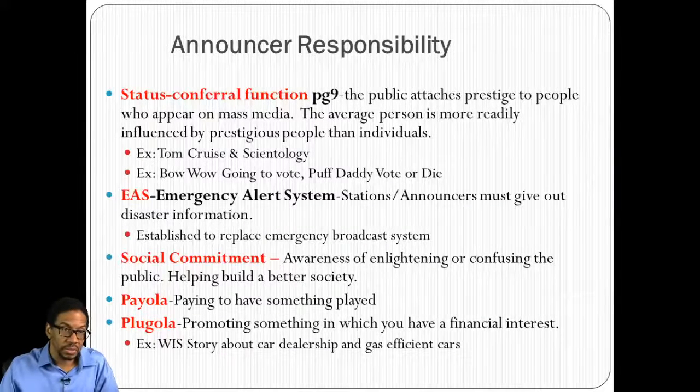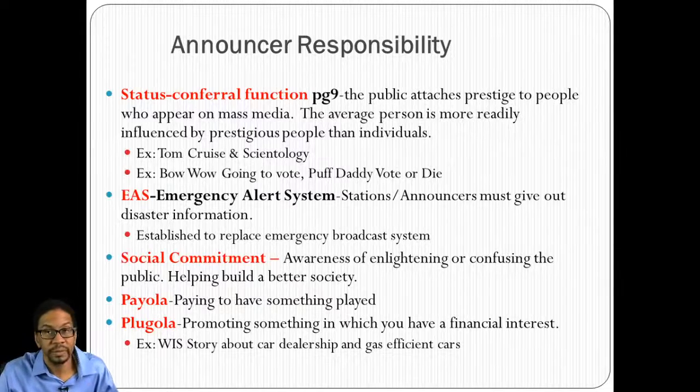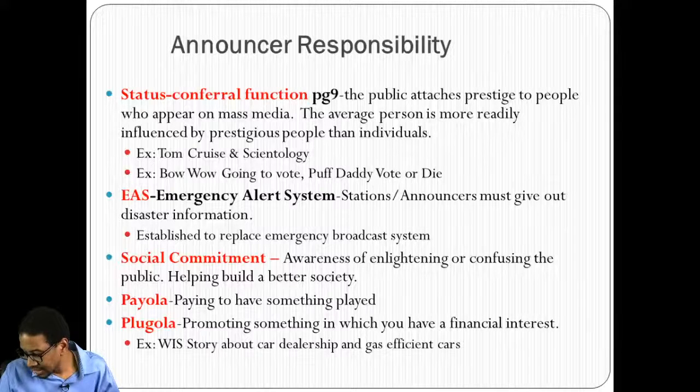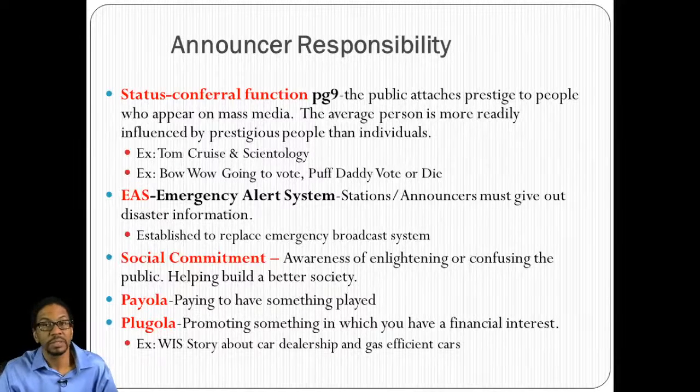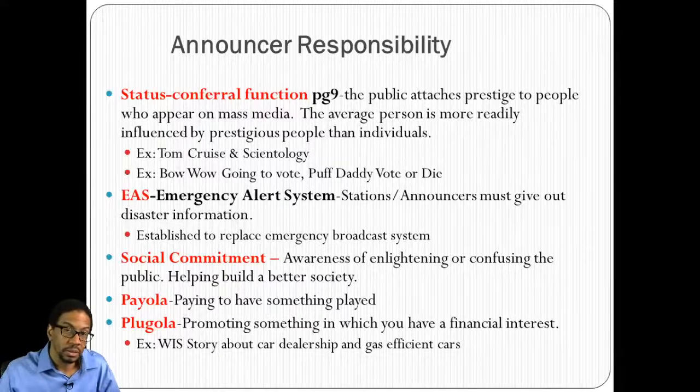Some other responsibilities: the emergency alert system. Announcers are required to give out disaster information. There used to be a thing called the Emergency Broadcast System, but now TV stations, if something is going on, they interrupt and they have to tell you about it. Whether it's the meteorologist coming on to tell you about some type of snowstorm or lightning or whatever, or it may just be a crawl at the bottom of the screen to tell you the same information. It has the beep and the tone and the whatnot.